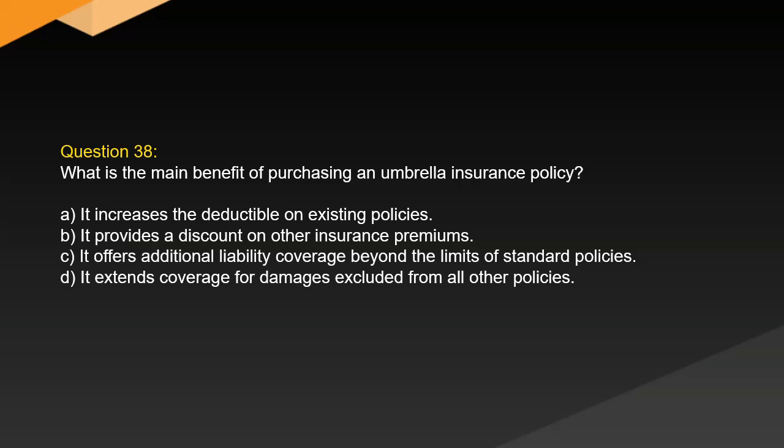Question 38. What is the main benefit of purchasing an umbrella insurance policy? A. It increases the deductible on existing policies. B. It provides a discount on other insurance premiums. C. It offers additional liability coverage beyond the limits of standard policies. D. It extends coverage for damages excluded from all other policies.